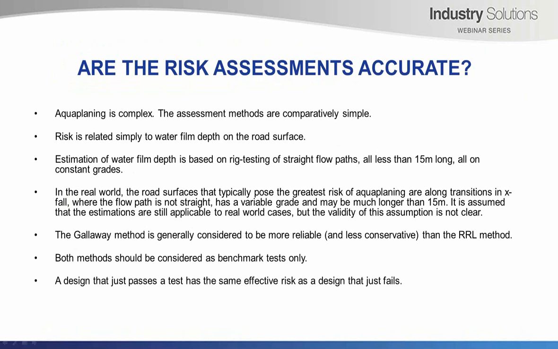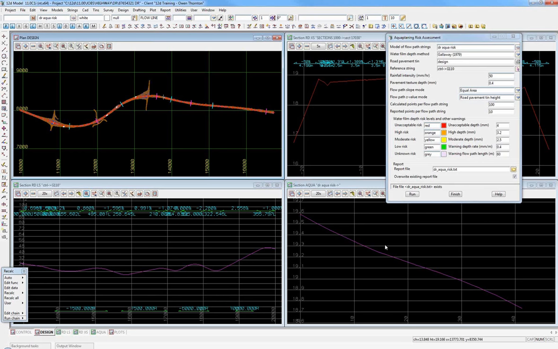So now let's have a look at what all of this looks like in 12D model. What I have here is a road design project where we have about 7 kilometres of highway. We can see the plan view here. We've got a few intersections and so forth. The cyan and magenta lines are marking where the sags and the crests are, respectively.